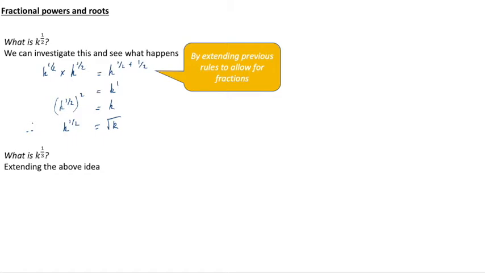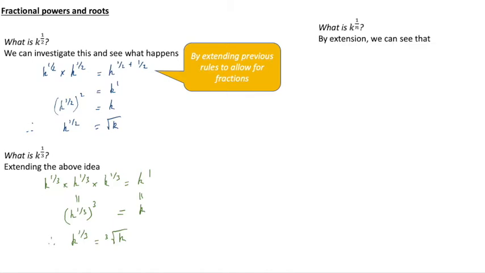What is k to the power of a third? Well, we can extend what we've just done. We can say that k to the power of a third times k to the power of a third times k to the power of a third is equal to k to the power of 1. That means k to the power of a third, cubed, is equal to k, and that means that k to the power of a third is the cube root of k, because we can cube root both sides of the line above. And that leads us on to what is k to the power of 1 over n, and by extension we can see that k to the power of 1 over n is the nth root of k.